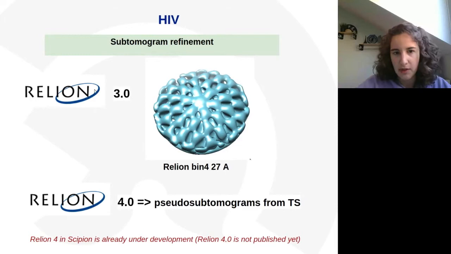So using the refinement in Relion 3, we are going to get something like this. This will be like the final volume that you should get at the end of this afternoon. And it will be around 27 angstroms.